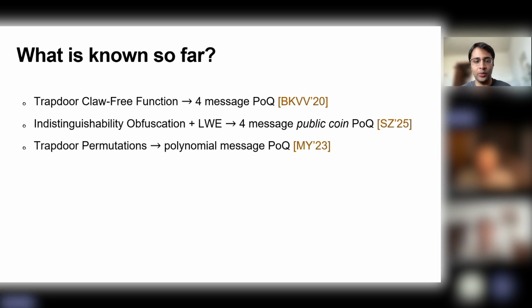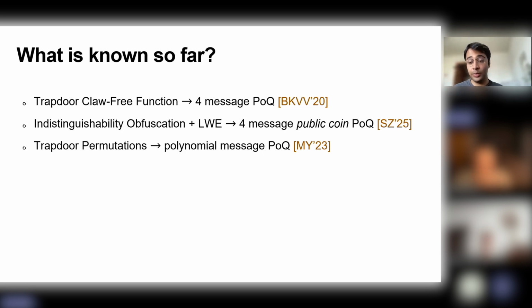Right. So what is known so far? Well, trapdoor claw-free functions imply 4-message proofs of quantumness, and with a bunch of other crypto primitives you can get various forms. So with IO and LWE, you get a 4-message public-coin-ish (asterisk there) proof of quantumness. Really, the later messages are unstructured, but the first message still has to be structured.